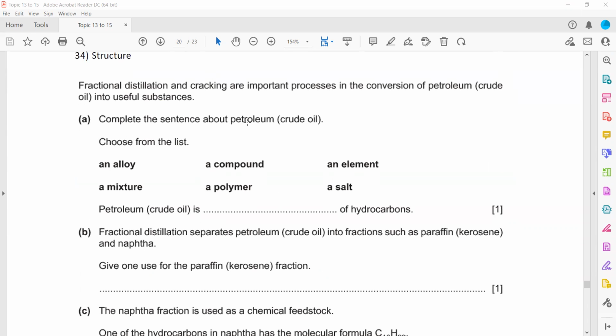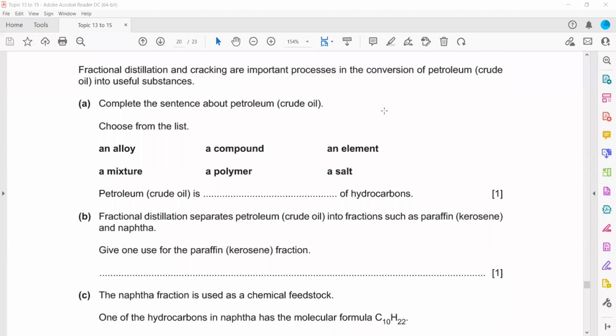In question 34, fractional distillation and cracking are the important processes in the conversion of petroleum or crude oil. Complete a sentence about petroleum. So what is petroleum? Petroleum is a mixture. It's not an alloy or a compound. It is actually a mixture of different hydrocarbons.